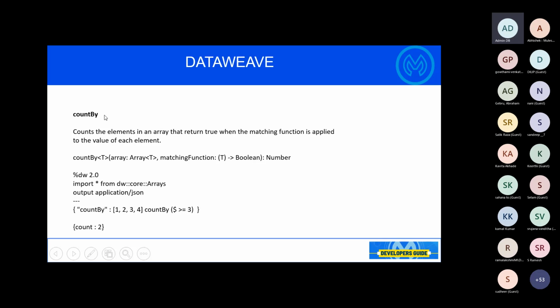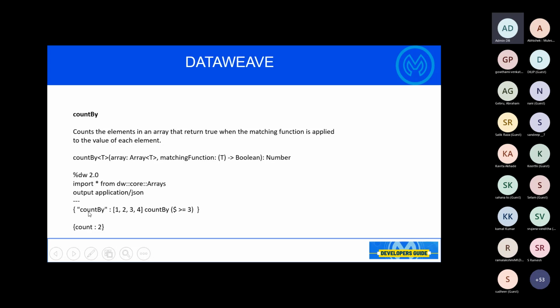The first function we have is countBy. If you see the syntax of countBy, it will be countBy, then the array, which will be your input, and then a matching function. In the matching function we will write some expression. If that expression matches, it will give us how many elements in the array match this particular condition. So as output you will get a number.